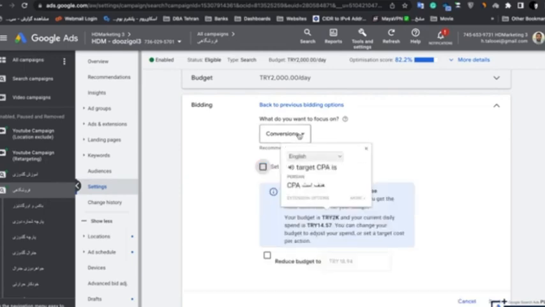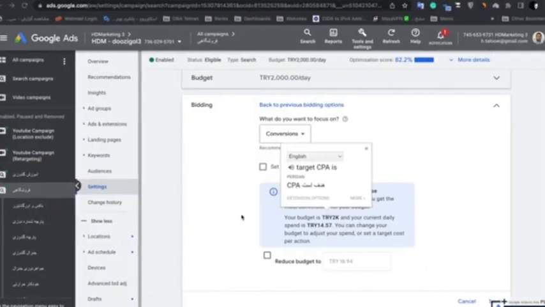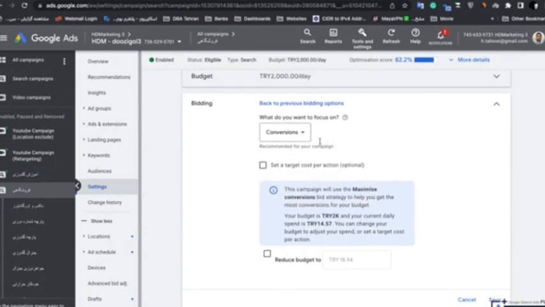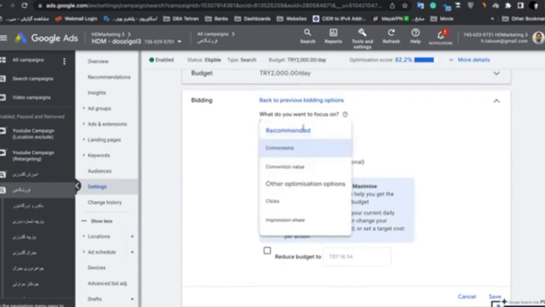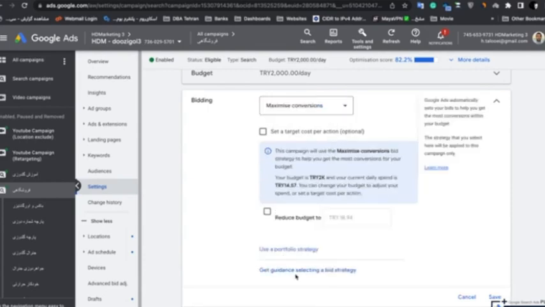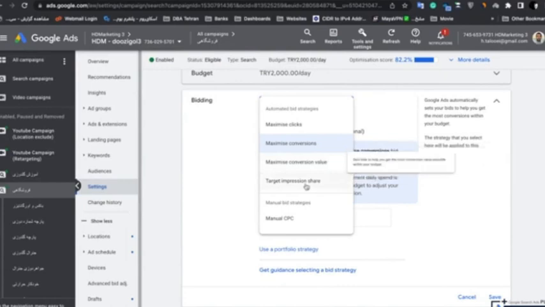When you check the box, if your goal is conversion, you see it targets the CPA. Or I don't check the box, and it tries to achieve the highest conversion for me, or I make it conversion value. Guys, I usually say for setting this, I come here and maximize conversion. If I don't set anything for maximize conversion, pay attention, guys. Whether it's maximize clicks, write this down. Whether it's maximize conversion, maximize conversion value, or target impression share.